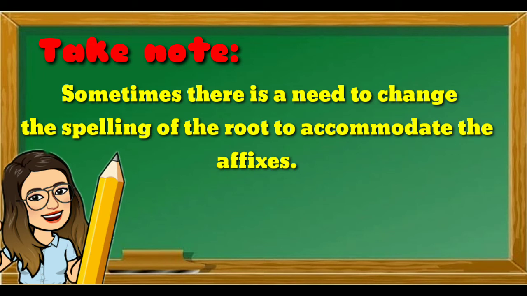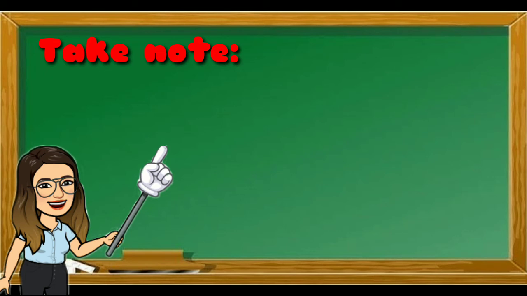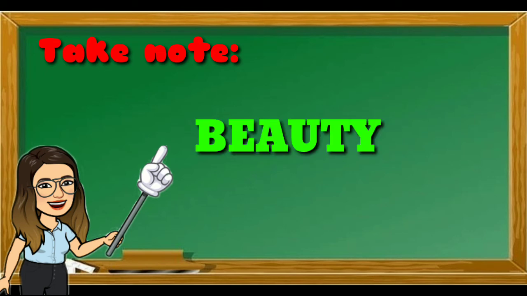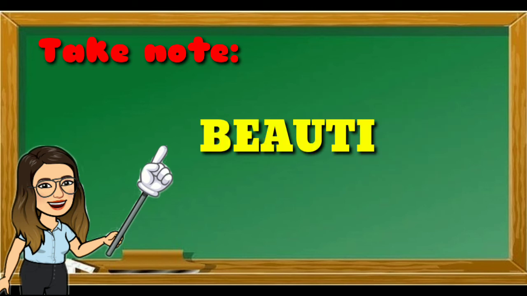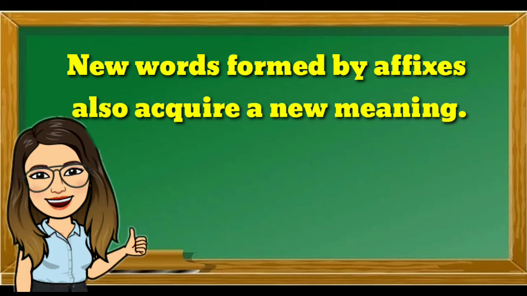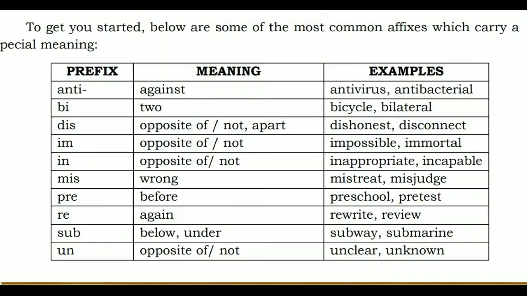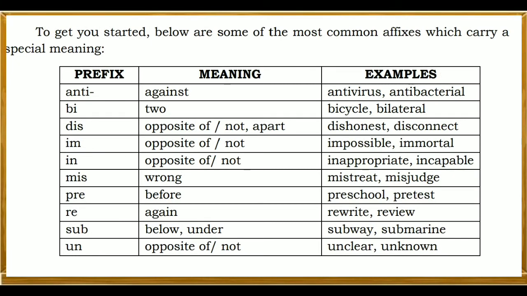Sometimes there is a need to change the spelling of the root to accommodate the affixes. For example, the base word beauty won't be spelled as beautyful if added with the suffix ful. Instead, it changes the y to i before adding the suffix so that it becomes beautiful. New words formed by affixes also acquire a new meaning. Let's look at the given tables. To get you started, below are some of the most common affixes which carry a special meaning.